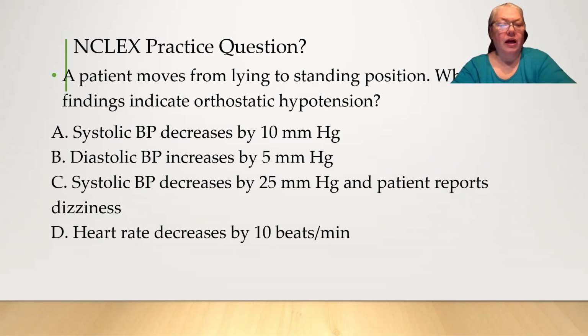A patient moves from lying to standing position. Which finding indicates orthostatic hypotension? Again, this is your specific drop. How much drop do we need? If you said 20 millimeters of mercury or more, yay. And they report dizziness. So that's going to be C. So definitely systolic blood pressure decreases by 25.